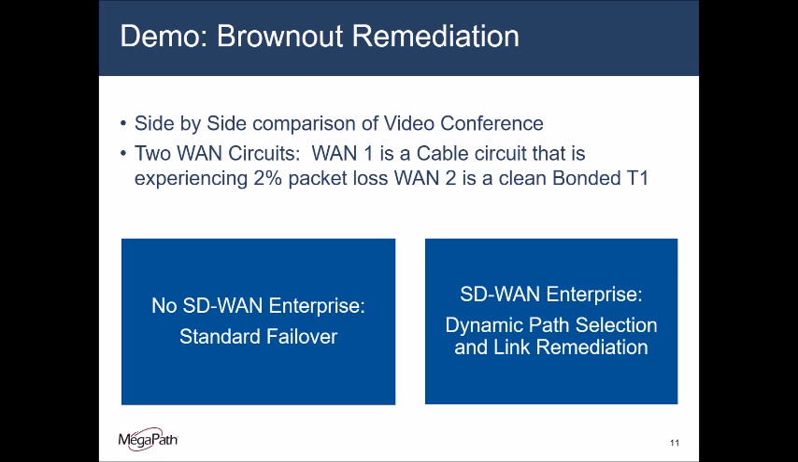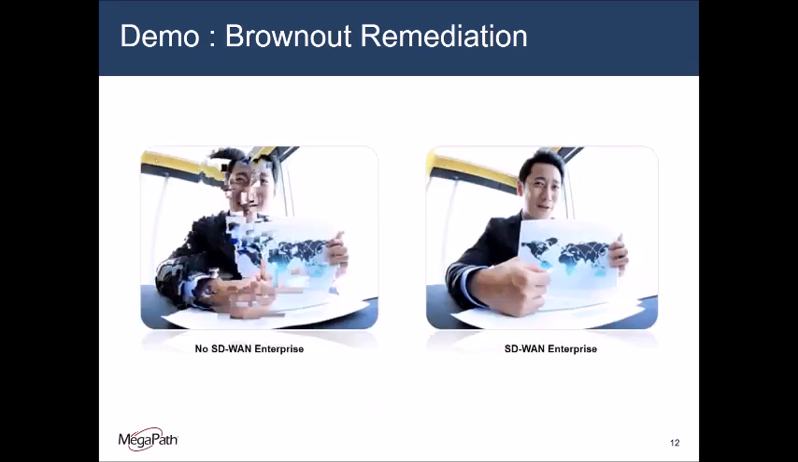So on the left, the circuit hasn't actually failed. So that packet loss is going to affect that video conference pretty largely. And that bonded T1, which is a secondary circuit, is not going to engage because the primary circuit hasn't actually failed. So let's take a look at what this looks like.